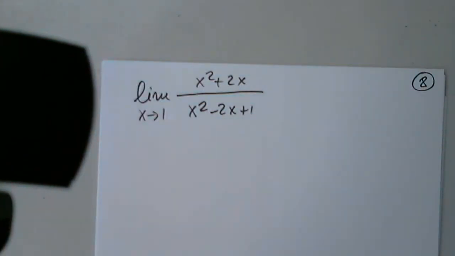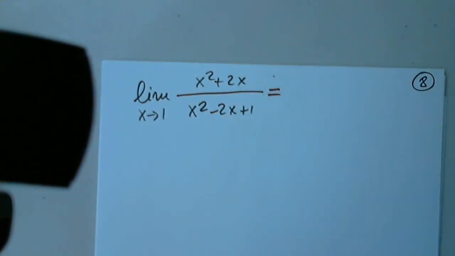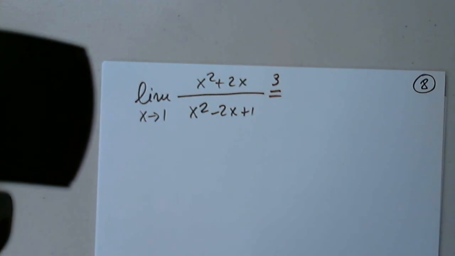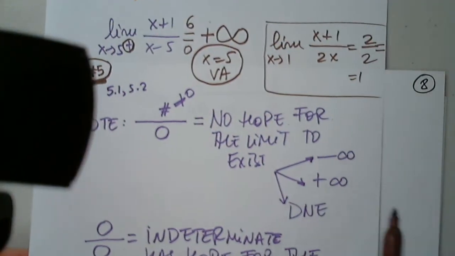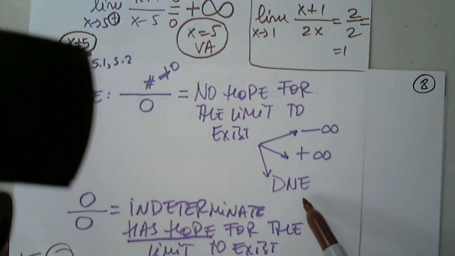Okay, so let's plug in and write on top of the equal symbol, what is the top? 3. So 1 plus 2 is 3 indeed. And the denominator? 0. So the answer is trouble. Trouble, and the answer could be negative infinity, positive infinity, or DNE.